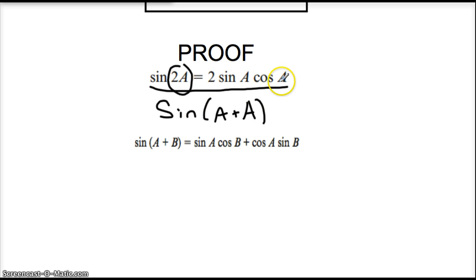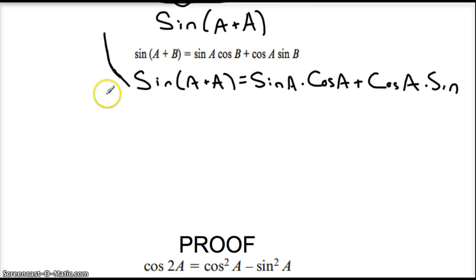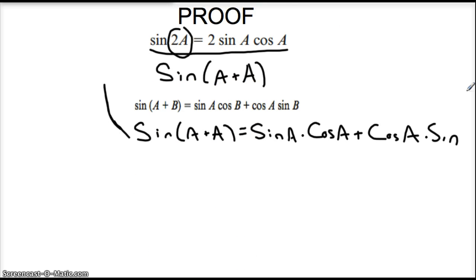I could prove that this identity is true by using the sum and difference identity that we already learned yesterday. So what I'm going to do is plug that into this formula. So if I wanted to do the sine of a plus a, I'll just plug it into my formula. That would be the sine of a times the cosine of a plus, it's a again, the cosine of a times the sine of a. Well, how does that help me prove this identity right here?